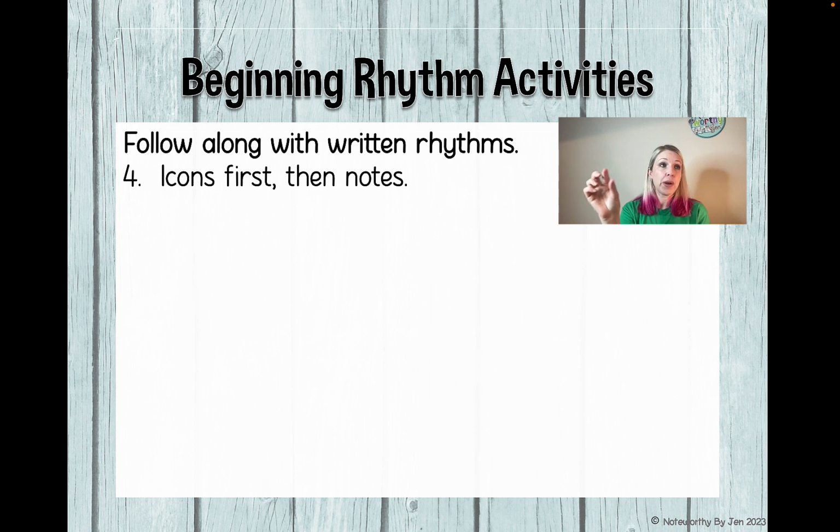So icons are just little pictures. So maybe it was train, train, choo-choo, train. So it would be like a train, and then 2 little puffs of steam or smoke, and then train. And that would be one way for them to look at written rhythms without actually having the notes there. And then you can transfer it over to notes later.